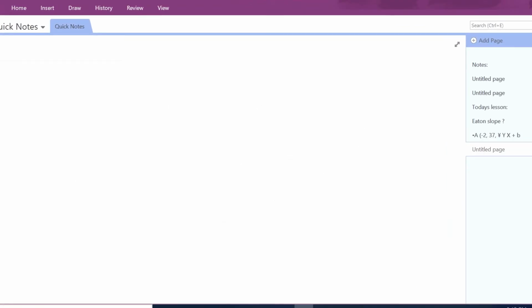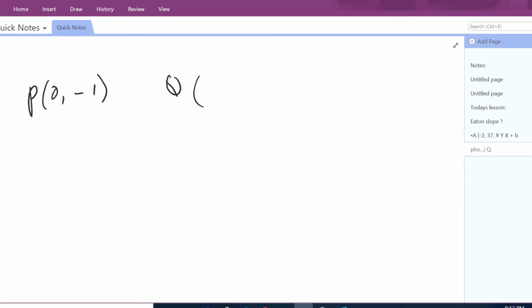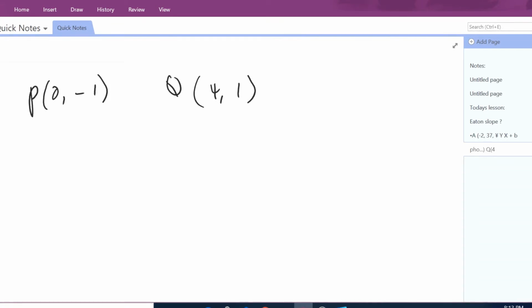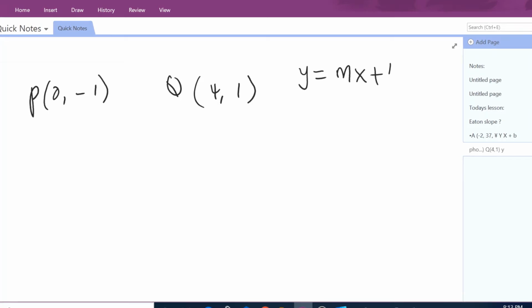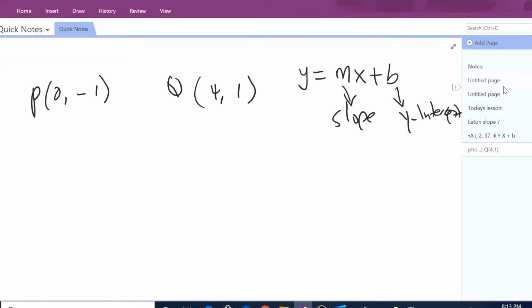Let us do another example of finding the equation of a line, where we have 2 points, P, which is 0 and -1, and then point Q, which is 4 and 1. In order to find the equation of this line, remember we said the equation of the line is generally y is equal to mx plus b, and so we have to find the slope and then the y-intercept, which is b. Okay, so let's start with the slope.